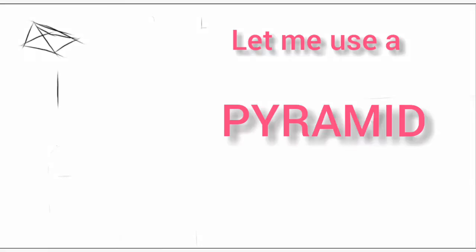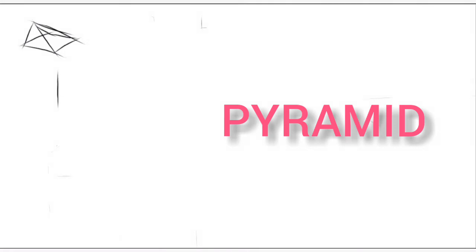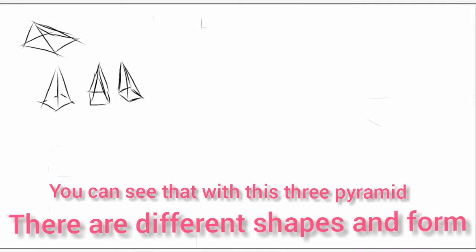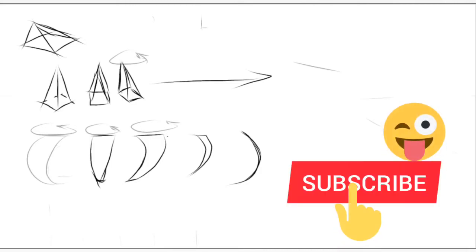Now, let me use a pyramid. I'm going to rotate this pyramid and change its directions. You can see in these three pyramids, the different shapes and forms I put to it. I rotate it around an axis. Oh, look at this curve shape here. I think you should practice this with different shapes you like, and rotate them around the axis. It's going to be really cool.